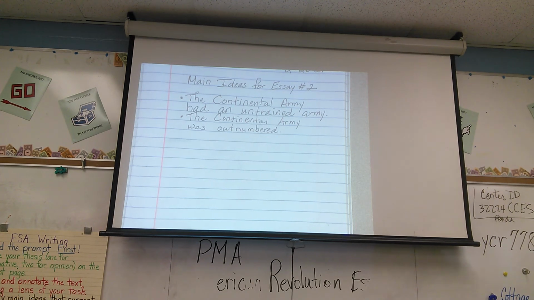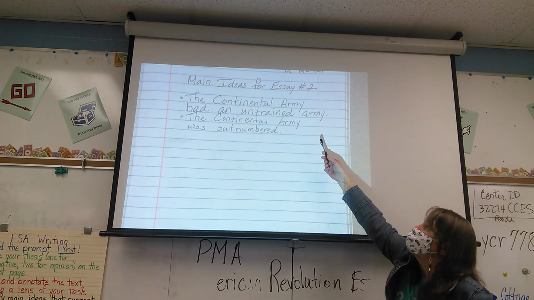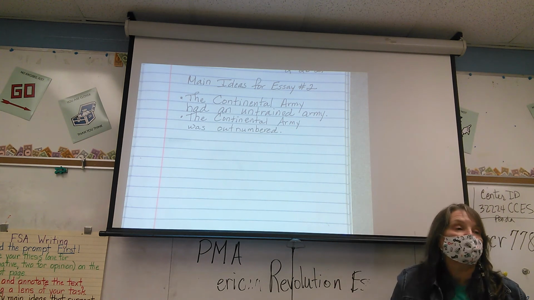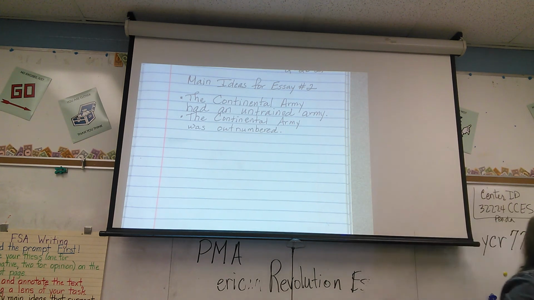Okay, here's the problem. We already have it. The Continental Army had an untrained army. They're untrained. Great Britain was a wealthy nation in the world. Okay. So it says here, Great Britain was one of the wealthiest nations in the world.